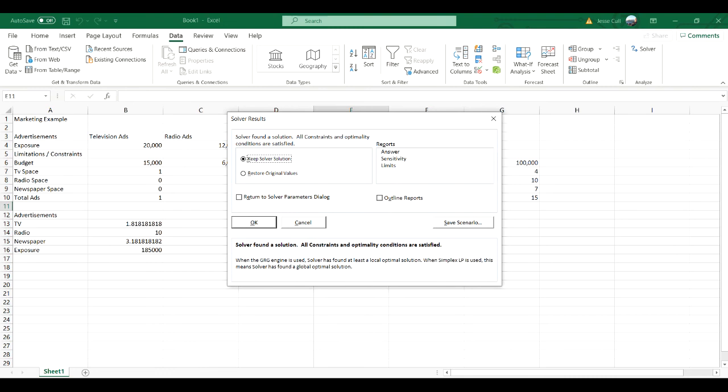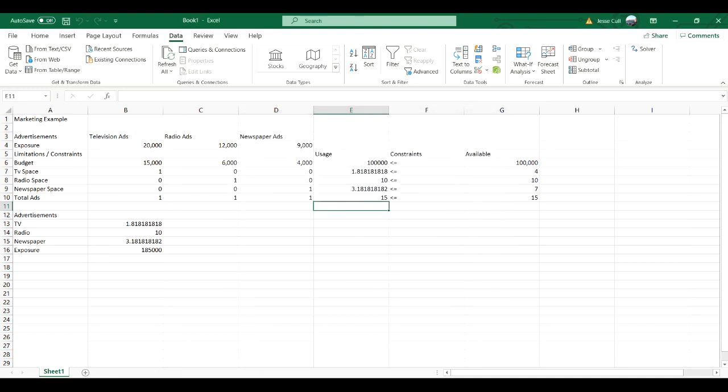Solver found a solution. All constraints and optimality conditions are satisfied. Meaning a solution was found, every constraint was obeyed, and we have an answer. We hit OK, and we check. It's 1.82 television ads, 10 radio ads, 3.18 newspaper ads. These are exactly the same numbers we received in QM.